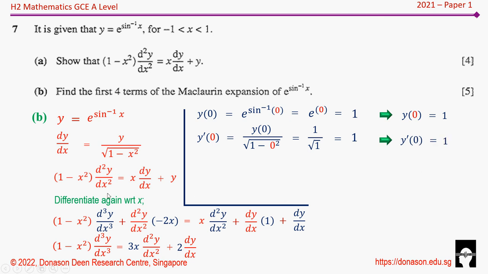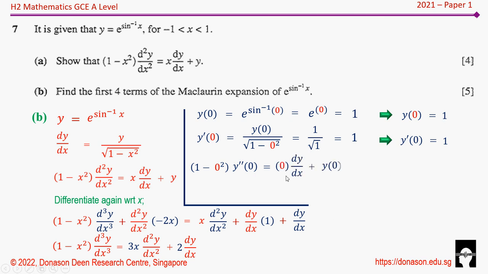What about y double prime 0, which is the second derivative value? For this I can just substitute into this step itself. X is actually 0, so I'm just putting in x as 0. So 1 minus 0 square is going to become 1, times y double prime 0, equals the right hand side. X value is of course 0. 0 times anything is going to give you a 0. So therefore we don't even have to evaluate this. But what we have is plus y0. y0 is of course 1.